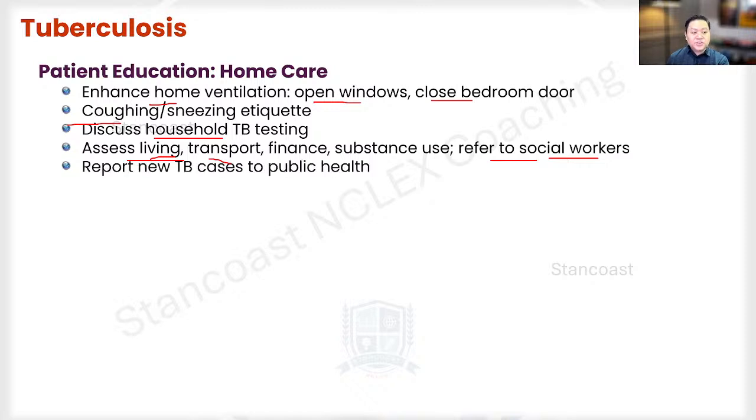Now, another is to report new TB cases to the public health. And so we are going to make sure that this is reported to the public health in order to allow screening of the close contacts, especially for those people who might have been in contact with an infected patient. All right.